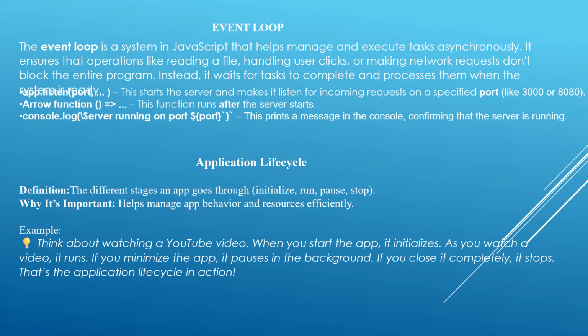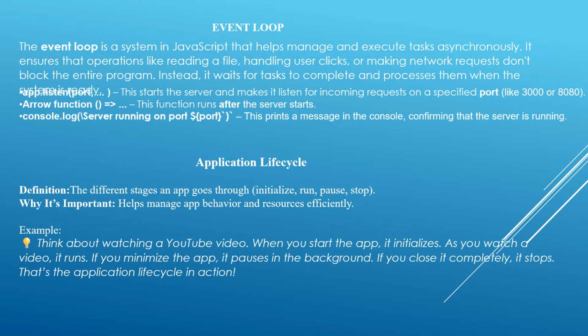Coming to the event loop, in JavaScript it manages and executes tasks asynchronously, ensuring that tasks like reading files, handling user clicks, or making network requests do not block the entire program. Instead, it waits for the task to complete and processes them when the system is ready. For example, app.listen(port) starts a server and listens for requests on a specified port like 3000 or 8080. An arrow function that runs after the server starts, and console.log is used to print a confirmation message in the console.